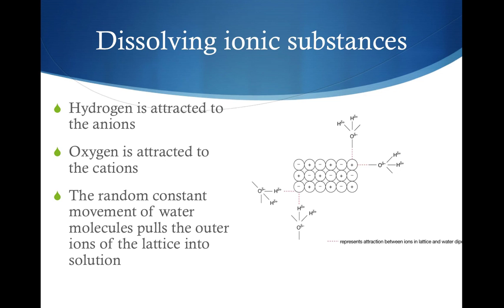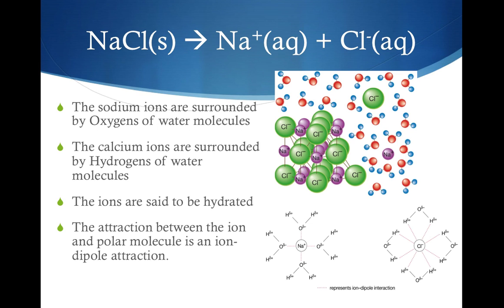So the first one it can dissolve is ionic substances. The hydrogen in the water molecule is attracted to the anions in the lattice. The oxygen is attracted to the cations. They're constantly moving around, and that pulls the outer ions out of the lattice, which then exposes the ones inside and makes them the outer. And we keep on moving around until we can hydrate as much of it as is possible. We can write an equation for this.